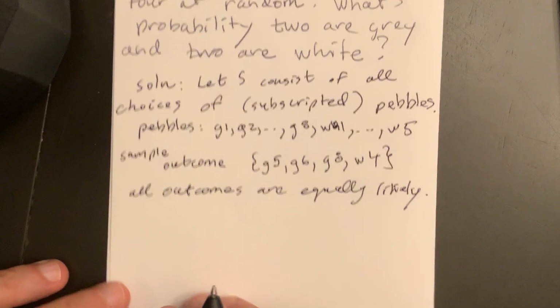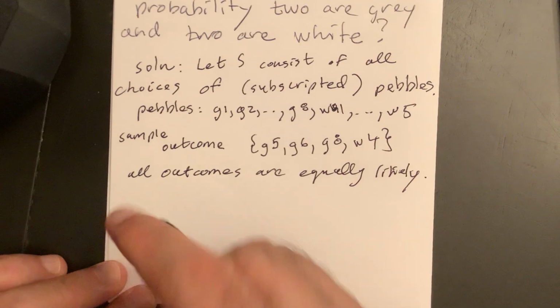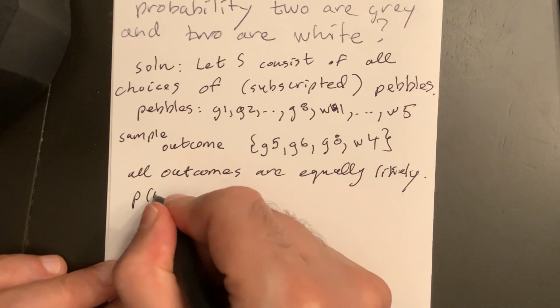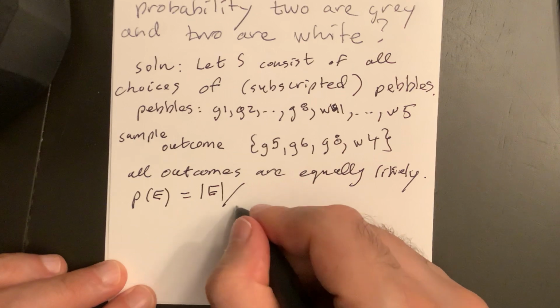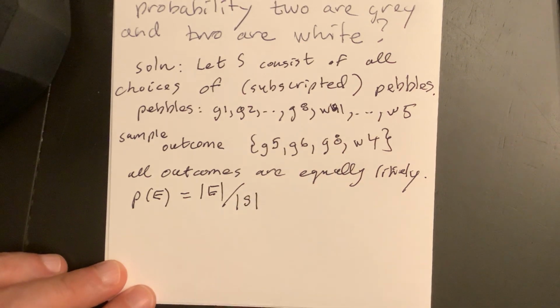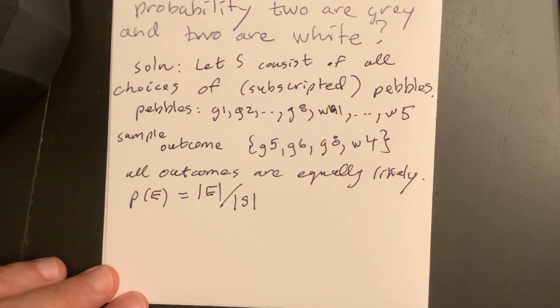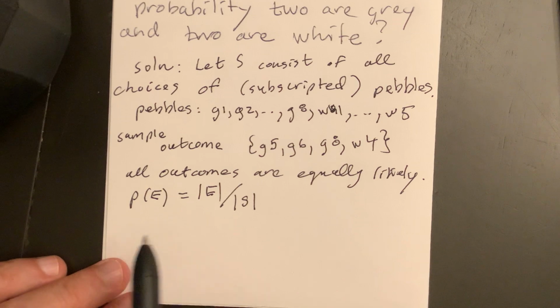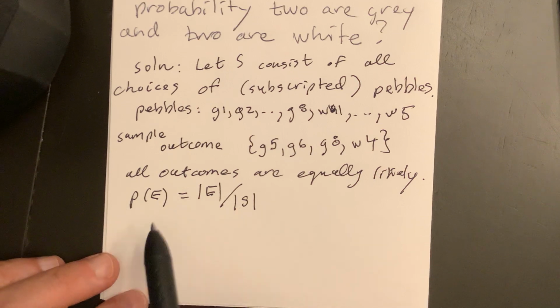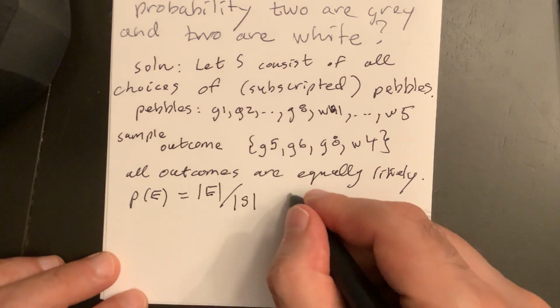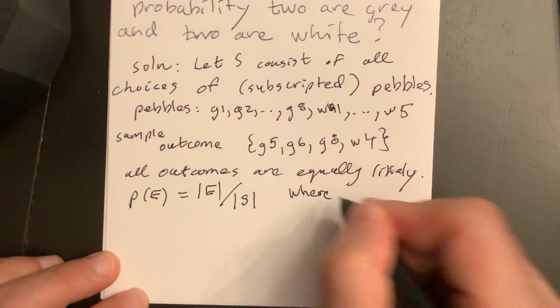Right? So we use the fact that then the probability of E is equal to the number of outcomes in E over the number of outcomes in S, which is in the notes. We talked about this in the lecture. If you're not sure why, you should convince yourself. It's a good exercise to convince yourself. So we want to use this. So what is E here?